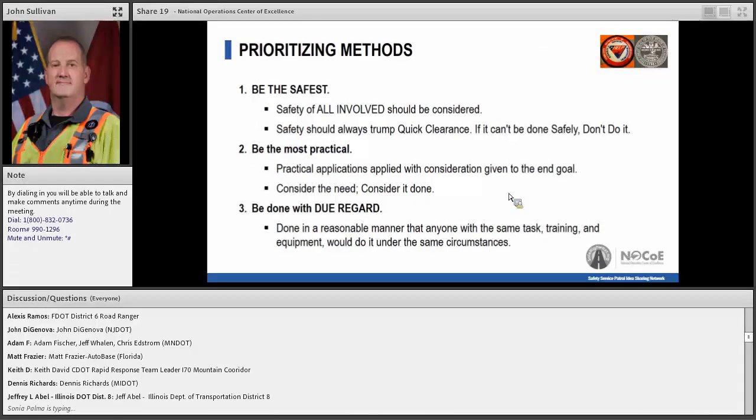So, prioritizing the methods, of course, always be the safest. Safety of all should be considered every time. Safety should always trump the quick clearance. That's my personal thought on that, but I'm sure it applies to everyone nationwide. If it can't be done safely, don't do it. Obviously, the most practical applications apply, with consideration given to the end goal. Consider the need, and then consider it done, always trying to do it with due regard. As long as it's done in a reasonable manner that anyone with the same task, training, and equipment would do under the same circumstances, we feel it would be the best practice.